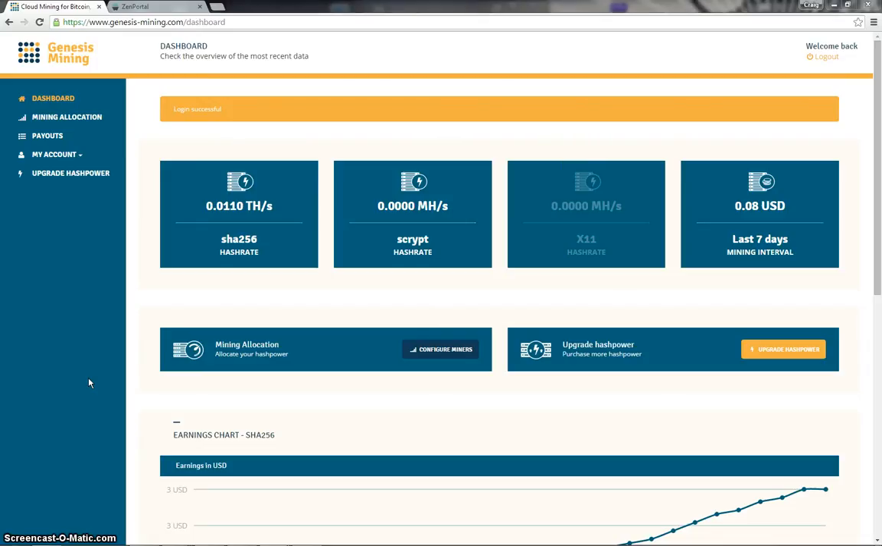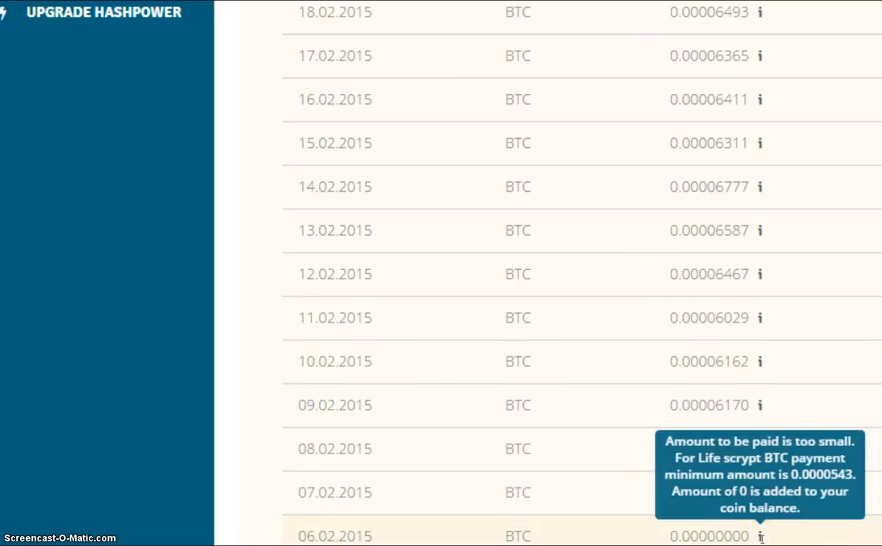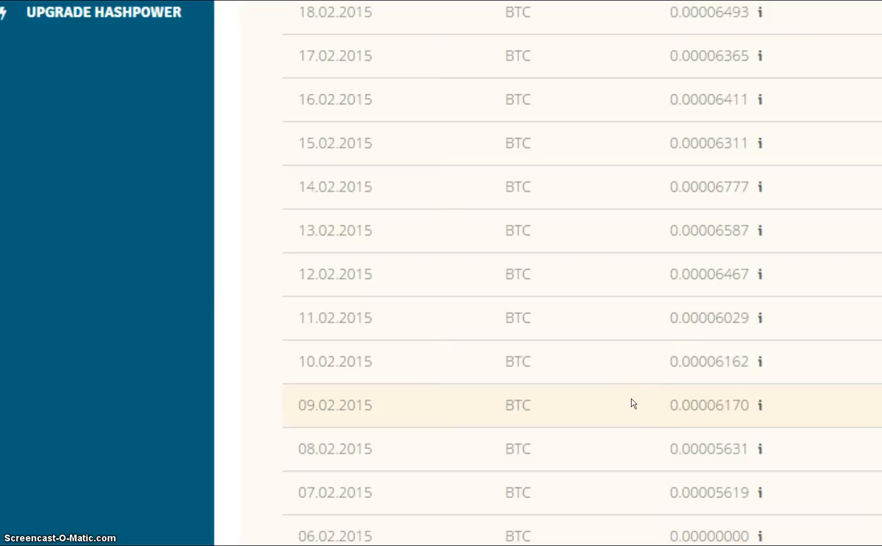So first of all, Genesis Mining. Let's have a look. Let's first of all go over to the payouts page. Right then, so here's the payouts page now. Right at the bottom here, on the 6th of February, that was the last day that I received a payout for my 1 megahash script contract. This is because the contract was terminated, because for more than 20 days I had a zero payout. They say in the contract that if your payout is basically zero for 20 days, then that's it.